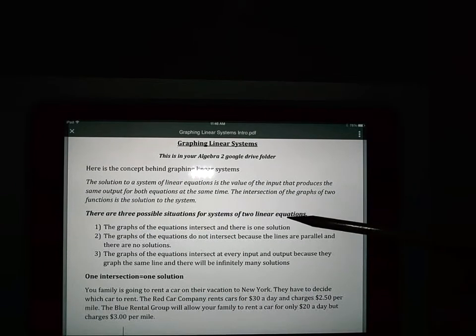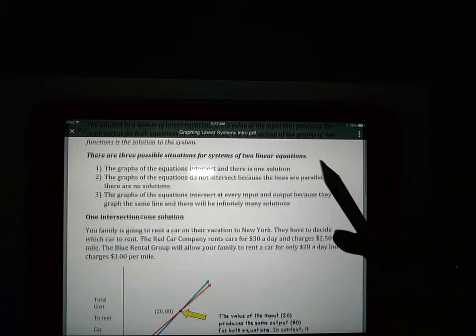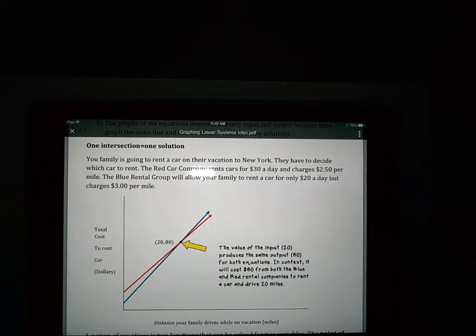There are three possible situations for systems of two linear equations. The first situation, you're going to have two graphs that intersect and therefore have one solution. The next one is you're going to have two graphs that are parallel, no intersections, no solutions. And the third scenario is that you might have two functions that graph the same line, therefore there are infinitely many intersections, and therefore you have infinitely many solutions. Let's look at the first example where you have one intersection and one solution.